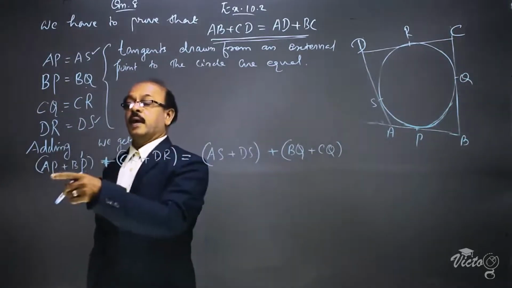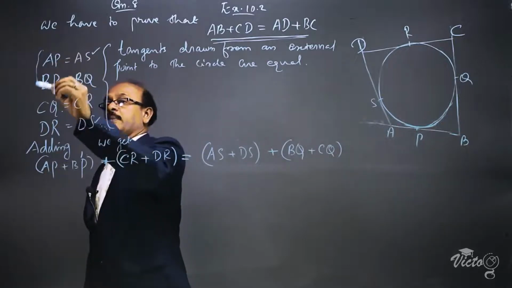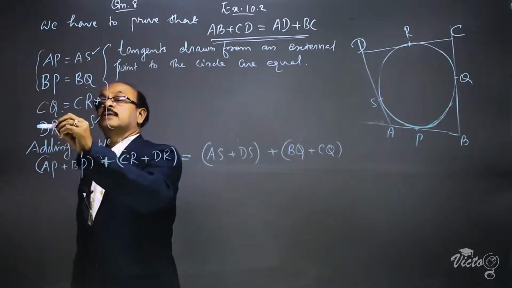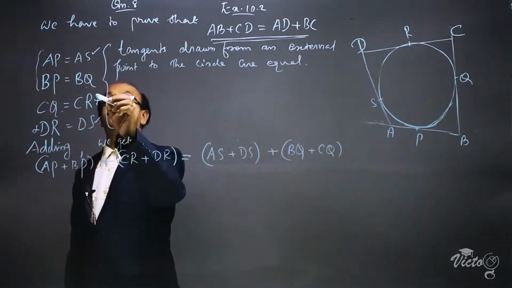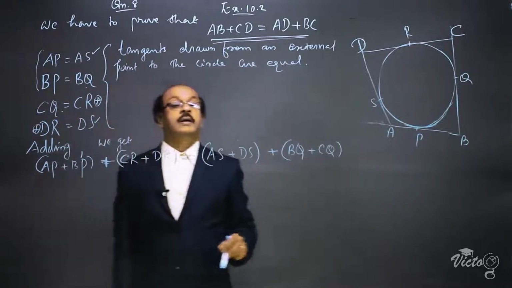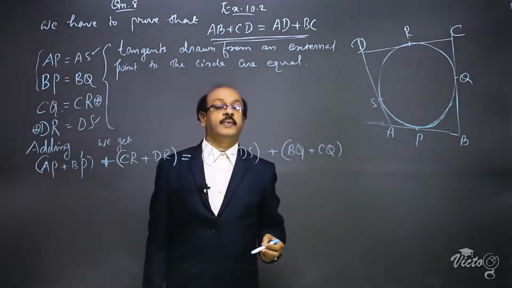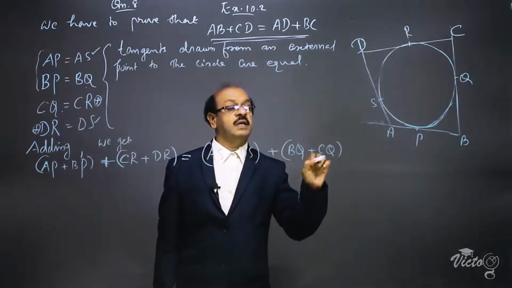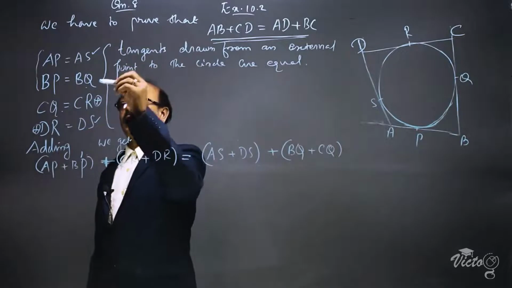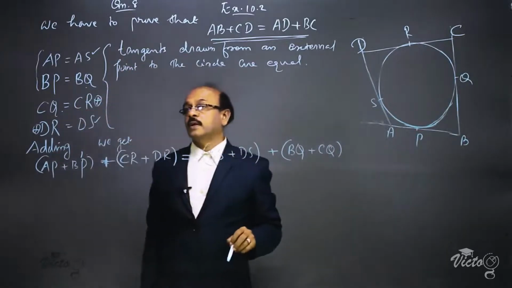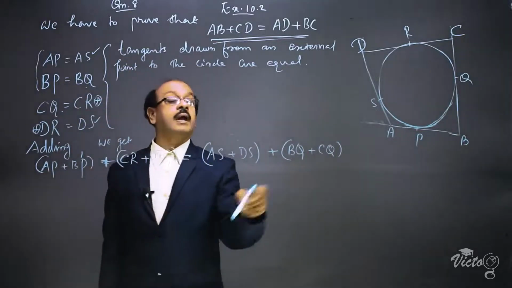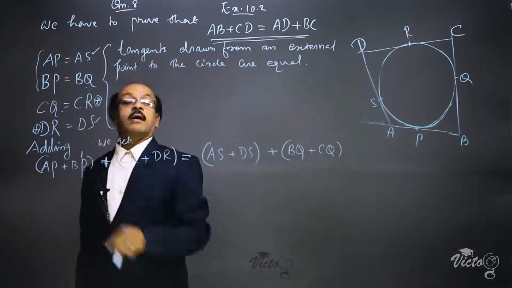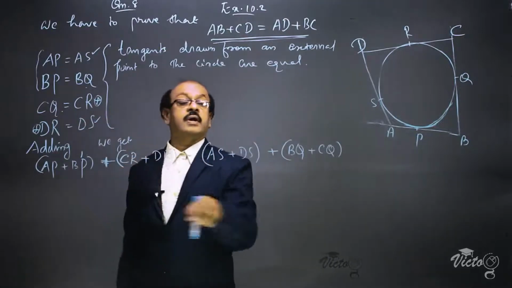We are getting AP plus BP, and this is equal to CR plus DR on the left side. And on the right side, AD is equal to AS plus DS, and the length BC is equal to BQ plus CQ. Instead of BP, we can write BQ, and instead of CR, we are writing CQ.